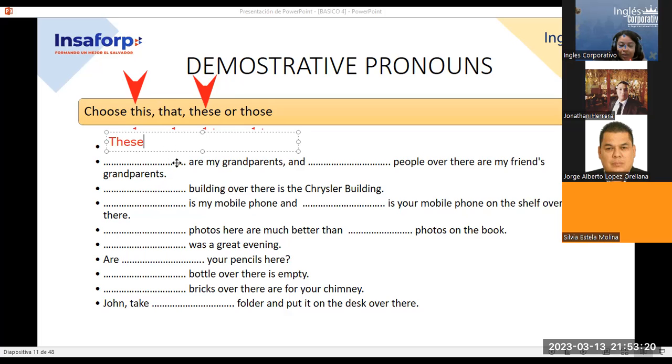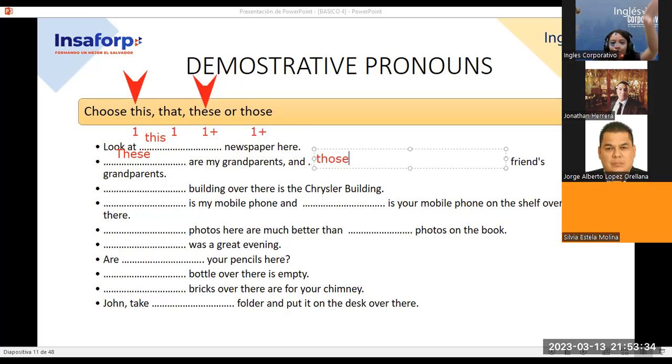Right? So estos son mis abuelos. These are my grandparents. Y tenemos people over there. La gente de allá, right? So utilizamos, creo que por ahí, checarlos. Those, very good. Y aquellos, right? And those people over there are my friends' grandparents. Okay, very good.